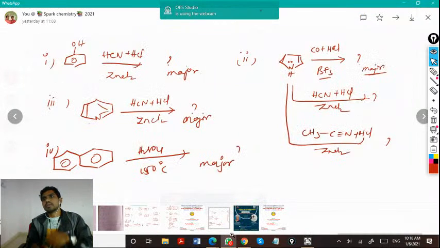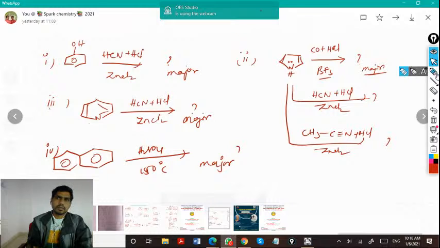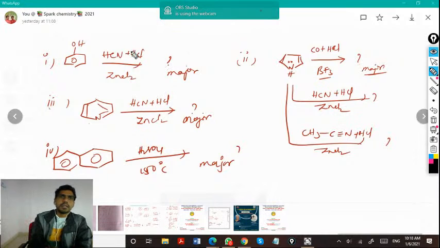Okay, so we are in the discussion about the electrophilic substitution reaction. So here are the workouts based on the electrophilic substitution reaction. We will start with the workouts, then we go for the Friedel-Crafts alkylation, Friedel-Crafts acylation, okay, and some other important electrophilic substitution reactions.